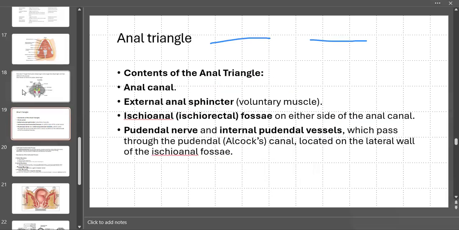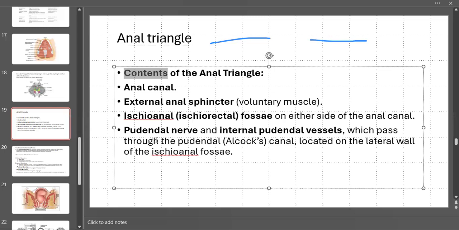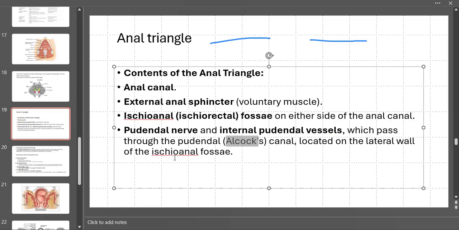Now we have to talk about the posterior triangle, which we also call anal triangle. So firstly, we have to learn about the contents of the anal triangle. This anal canal, I will show you the picture. Then external anal sphincter, ischioanal fossa on either side of the canal, pudendal nerve and internal pudendal vessels which pass through the pudendal canal. Pudendal canal has another name, Alcock's canal. I will show you everything in the picture.